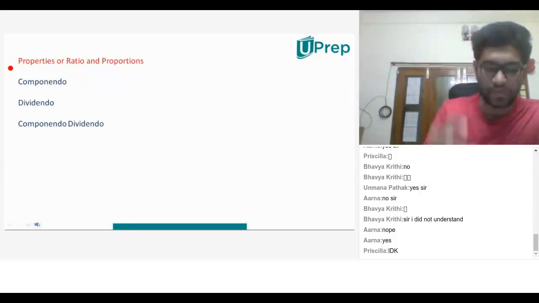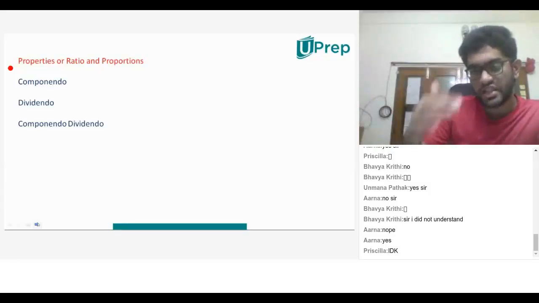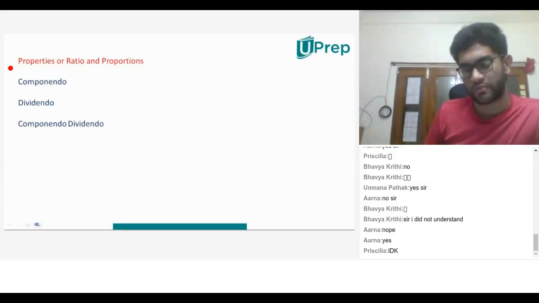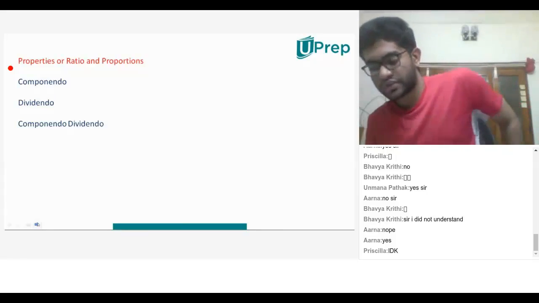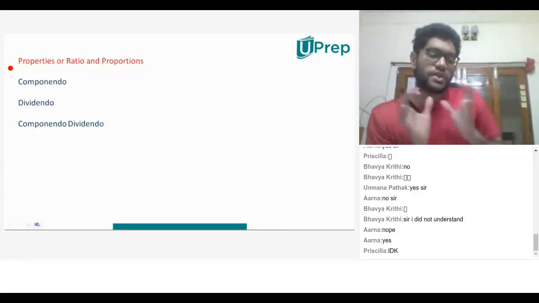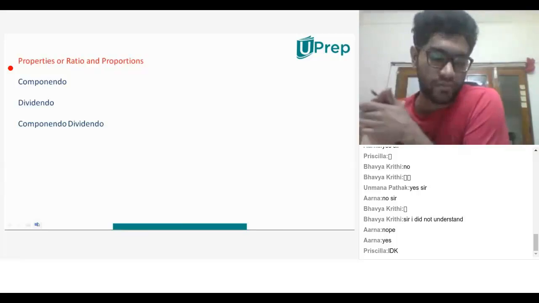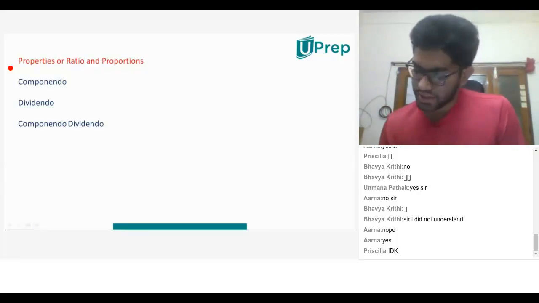I wanted to write a table today. I wanted you to take any number and divide it after class and see if you get the pattern. Okay, sir. Right? Guys, we have three concepts over here called componendo, dividendo, and the third one is a mixture. The third is derived from the above two, that is componendo and dividendo. Now, for example, let's start with componendo.